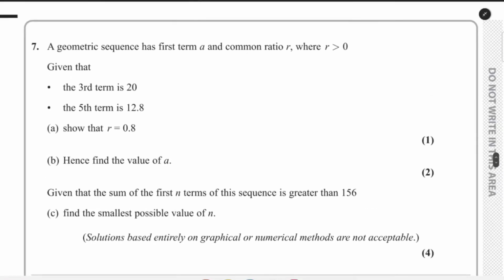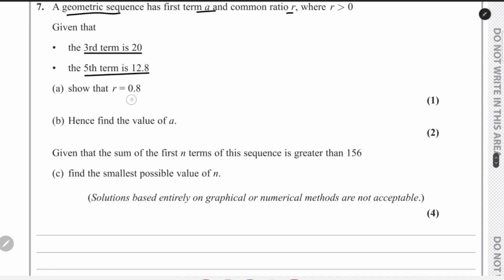Now moving on to question 7, we are given a geometric sequence with first term a and common ratio r. We know that the third term is 20, and the fifth term is 12.8. We have to show that r is 0.8.